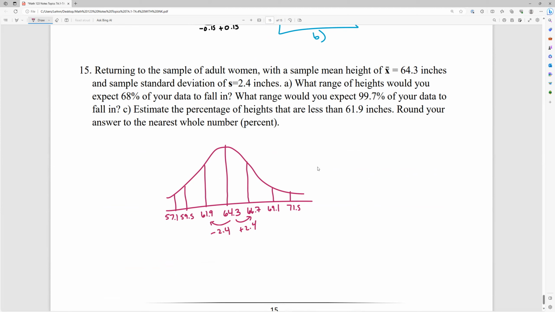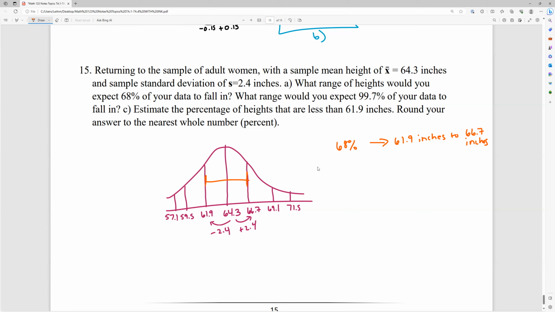What range of heights would you expect 68% of your data to be in? So that's directly the empirical rule. So 68% goes from here to here. So the 68% range would be for people with heights of 61.9 inches to 66.7 inches.